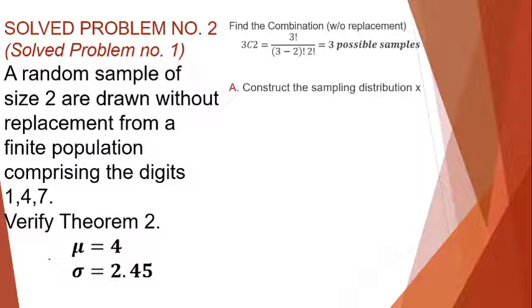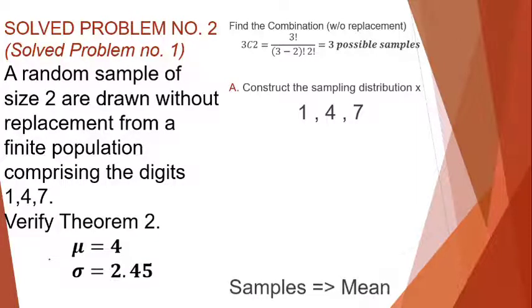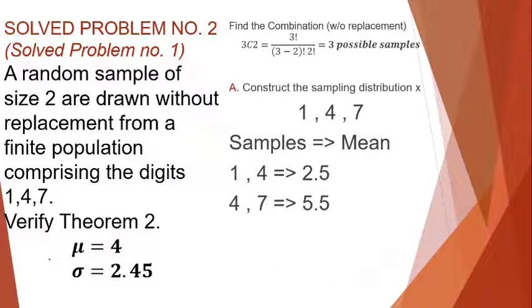Construct the sampling distribution of X. So, 1, 4, 7 samples. Tatlo lang, kasi tatlo lang naman sila. Then, dalawa lang naman na samples: 1, 4; 1, 7; and 4, 7. So, wala naman tayong babalik. Walang replacement. So, nagamit na natin yung 1 dito.